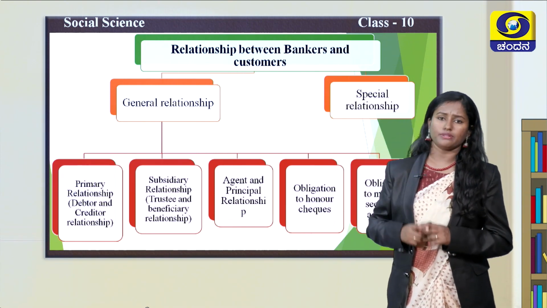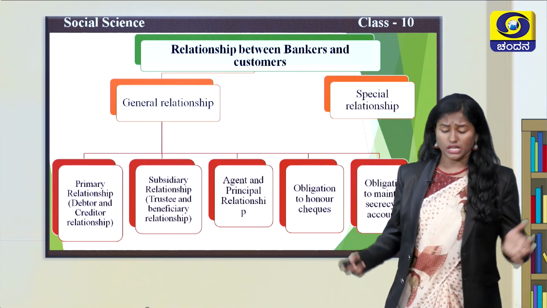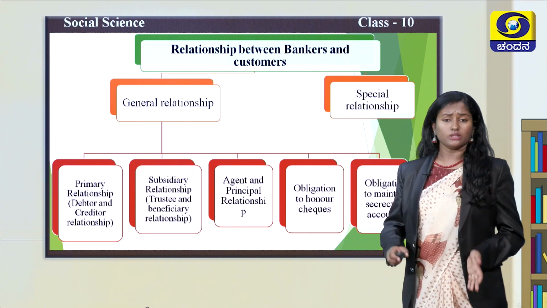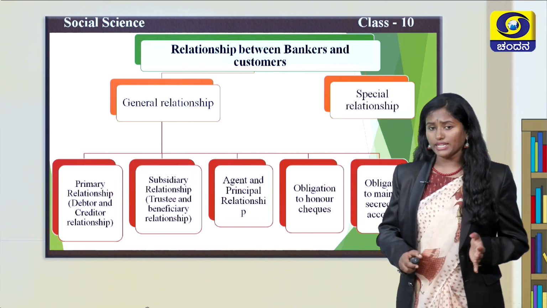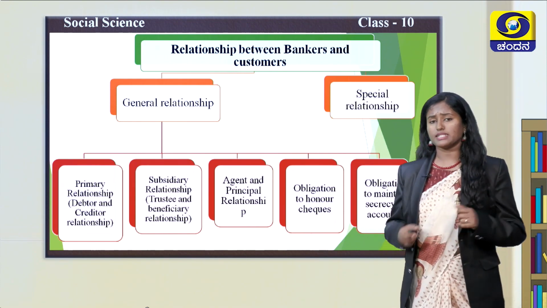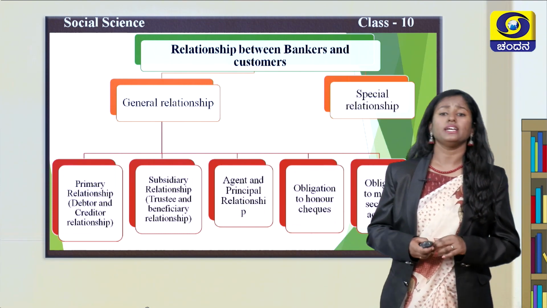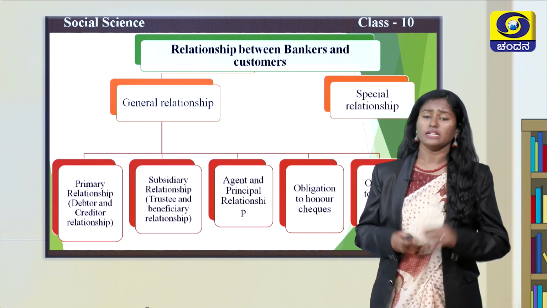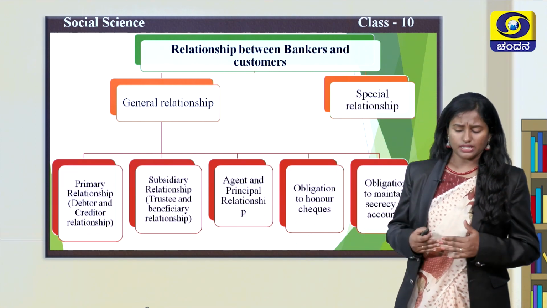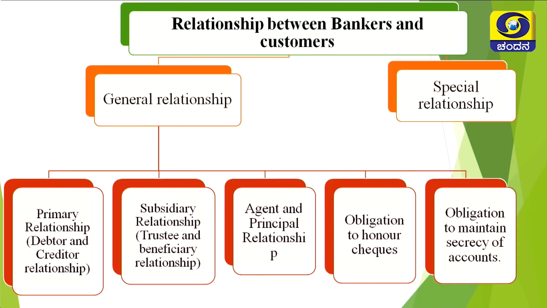After the functions of the bank, let us understand the relationship between bankers and customers. Now we got to know what a bank is, what banking is, the nature of a bank and the functions of a bank. There are two kinds of relationship: one is the general relationship and the second is the special relationship. Under the general relationship, we have the primary relationship, subsidiary relationship and the agent and principal relationship. Let us understand what this primary relationship is.